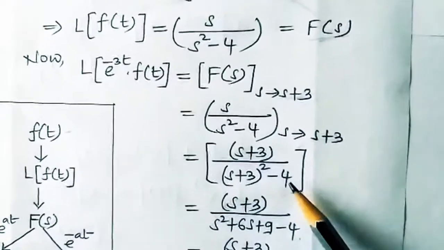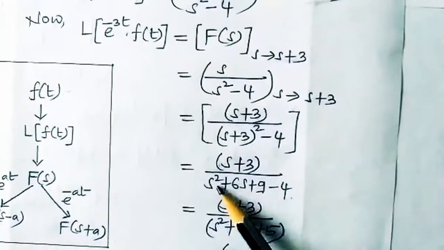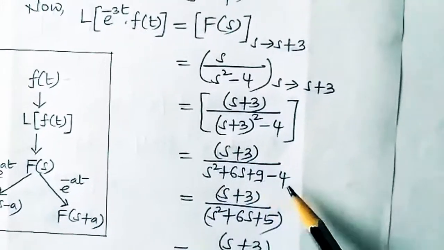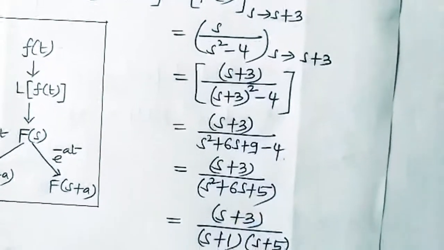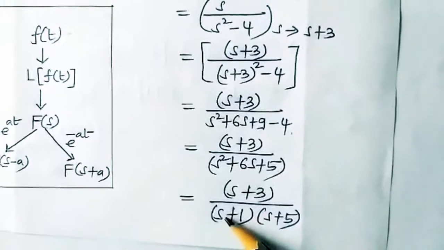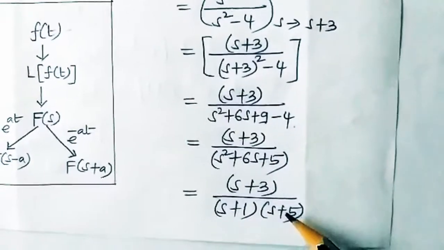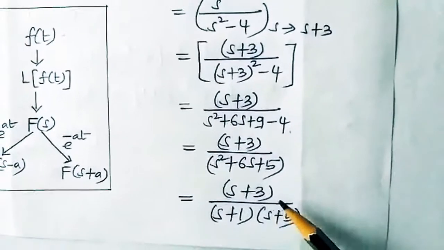And on simplification, this is just an algebraic simplification: s plus 3 divided by s square plus 6s plus 9 minus 4, which gives s square plus 6s plus 5. And further it is s plus 3 divided by s plus 1 into s plus 5. This is the Laplace transform of the given function.